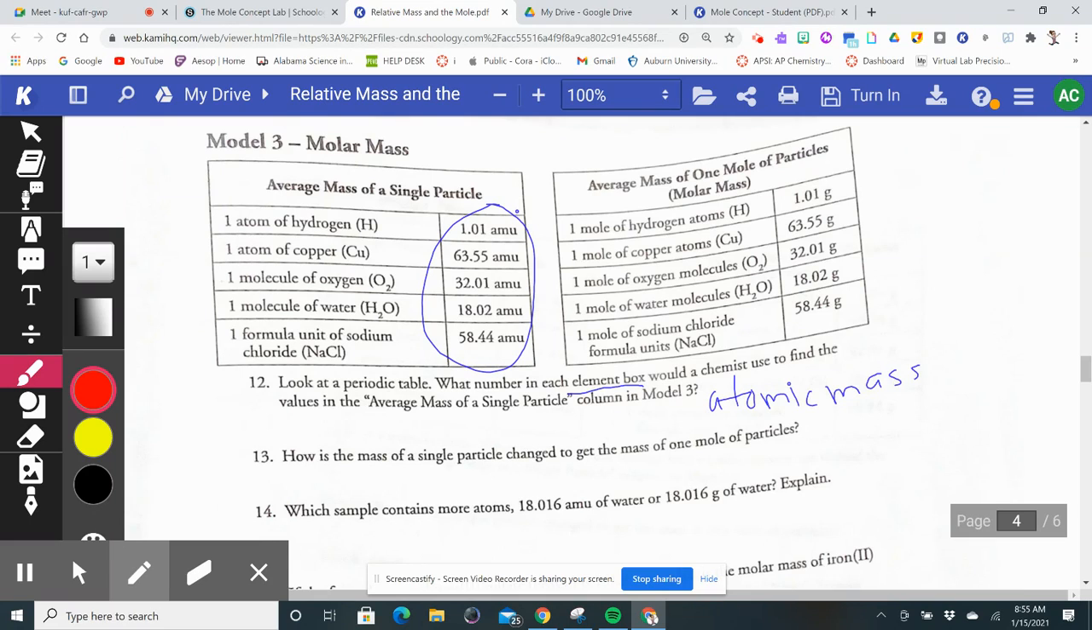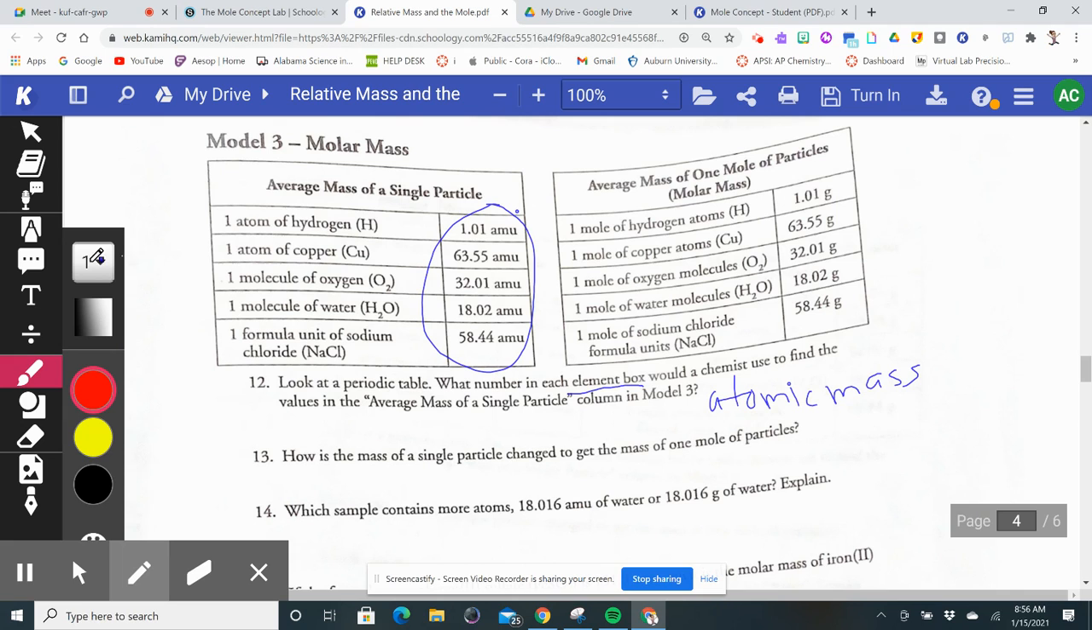How is the mass of a single particle changed to get the mass of 1 mole of particles? Well, they did something. Look at these two tables. What's different about them? Pretty much just substituted grams for atomic mass units. Yeah. They changed atomic mass units to grams. They're the exact same number. We just changed it from atomic mass units to grams. All right, so number 14.